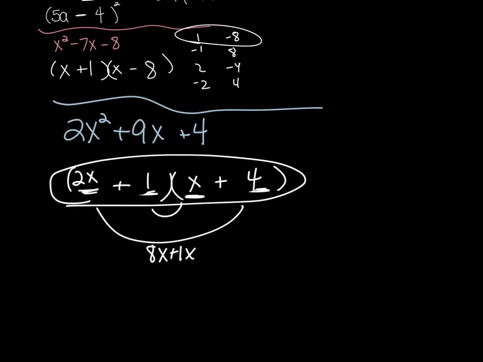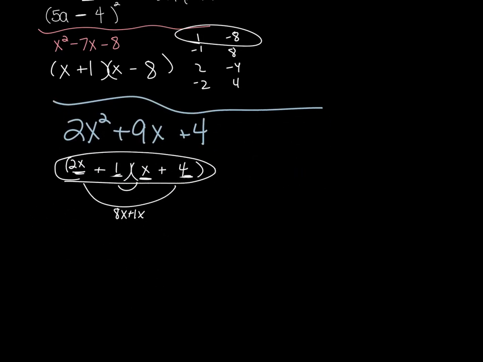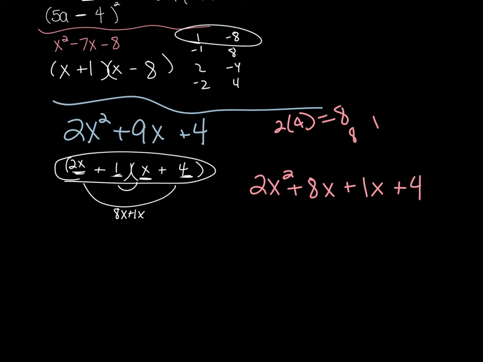Or I multiply first and last. So 2 times 4, I get 8. Find the factors of 8 that sum up to 9, which would be 8 and 1. Plug those in with x's after them, in for the middle term. And then there's 4 terms, so I factor by grouping.